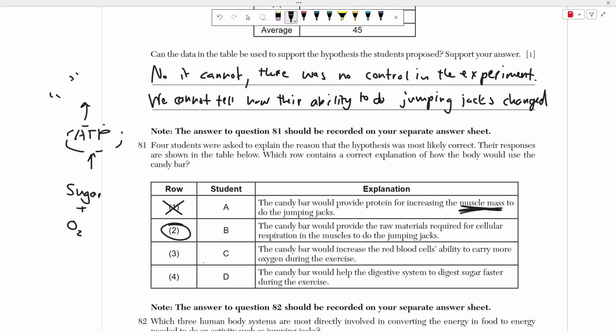Student C said the candy bar would increase the red blood cells' ability to carry more oxygen during the exercise. Again, that's false, right? That's not what a candy bar does. A candy bar is just a bunch of sugar. It's not going to increase your red blood cells' capacity to do anything. You would need more iron for that. Student D said the candy bar would help the digestive system digest sugar faster during the exercise. That doesn't make sense because the more food you have, the slower you digest. The candy bar is giving your stomach more things to actually digest, okay?